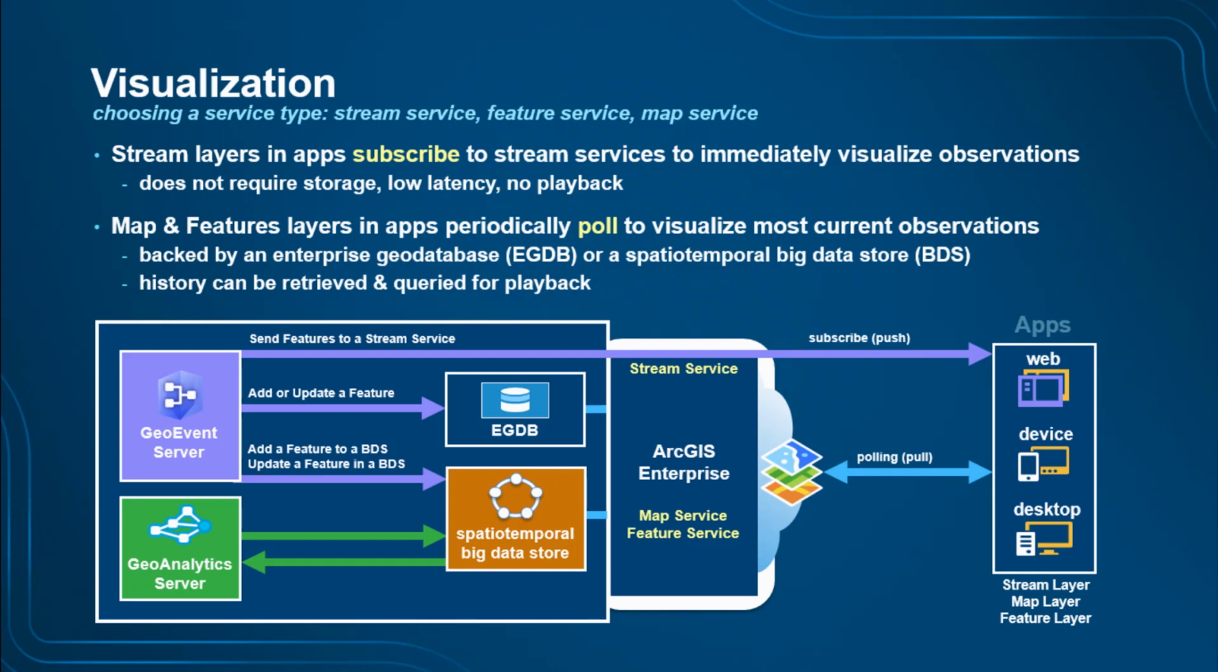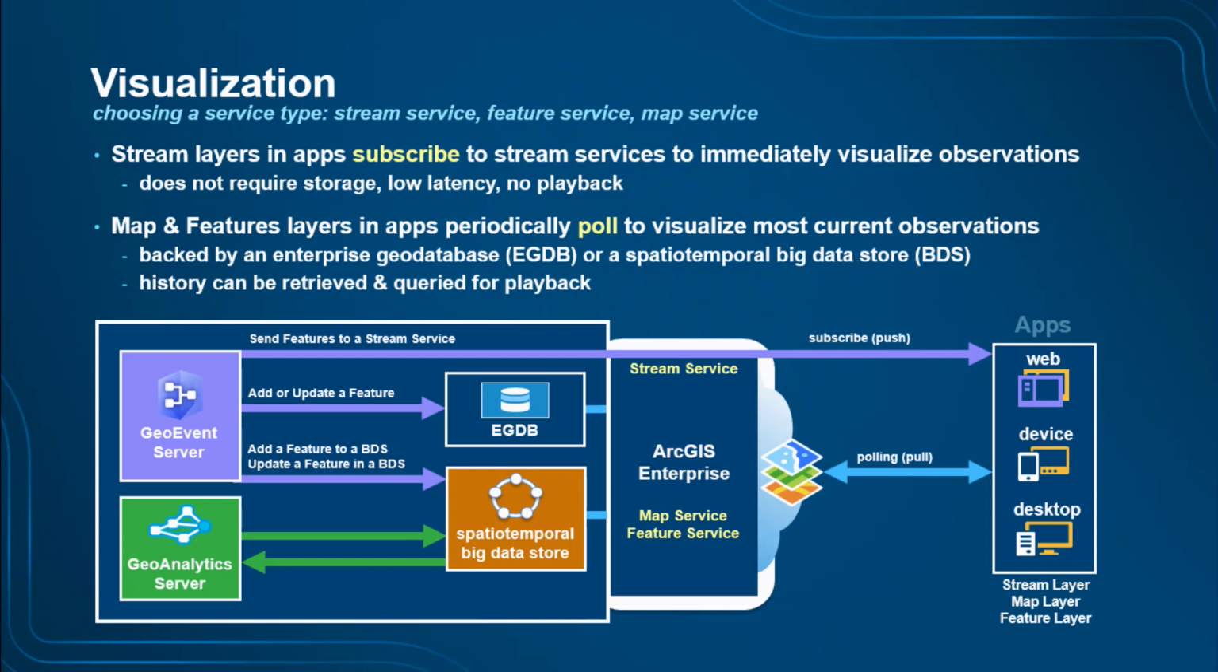So adding or updating a feature in the spatiotemporal big data store is a good connector to use if you expect your data to accumulate over time and you want to be able to explore that data. Also, when you store data in the spatiotemporal big data store, you can use geoanalytics tools to do batch analysis in an ad hoc fashion against that data. And geoanalytics also writes back to that data store as well for results.